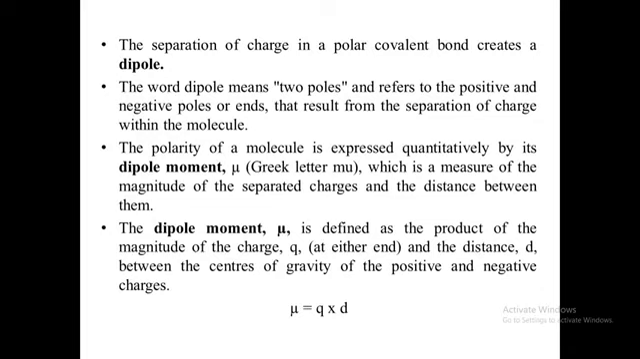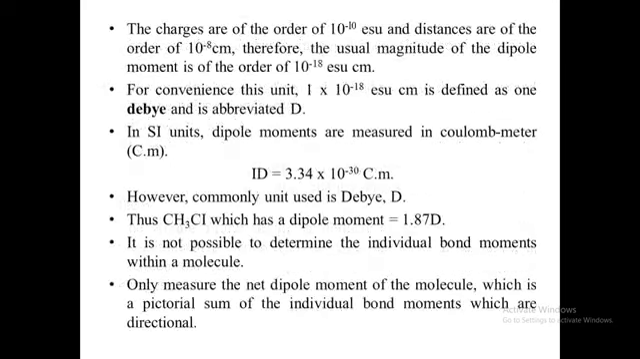So this is represented by a Greek letter mu, which is a measure of the magnitude of separated charges and the distance between them. The proper definition for the term dipole moment is the product of the magnitude of charges at either end and the distance between the center of gravity of positive and negative charge, and it is represented by mu is equal to q into d.